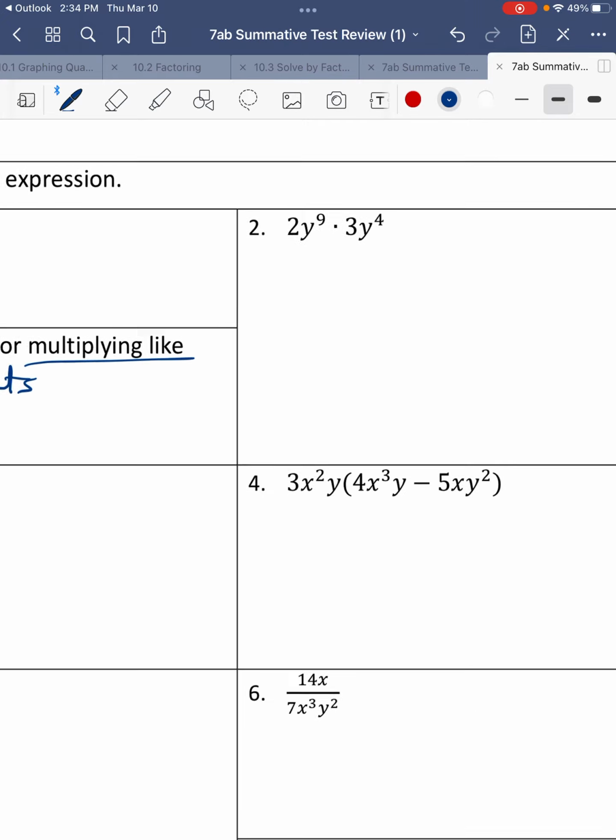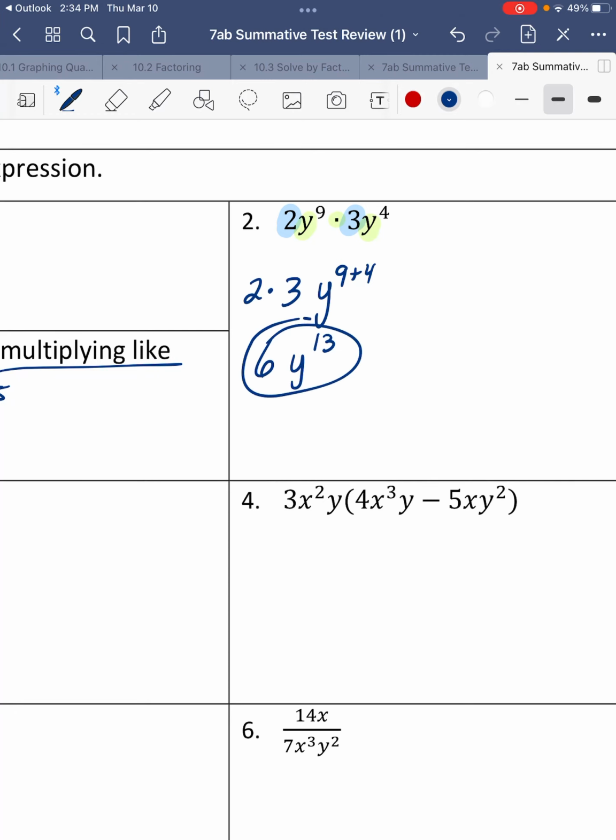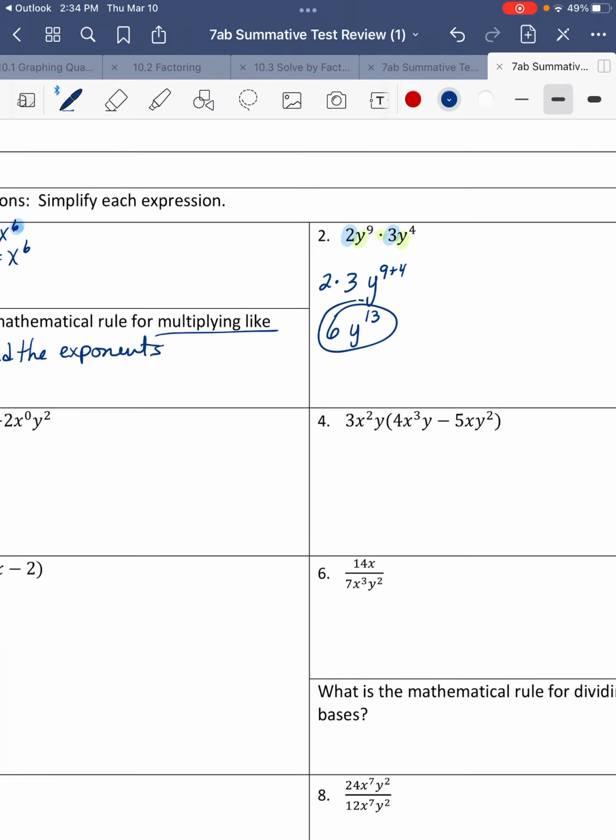So let's take that to number 2. So we have like bases, the y's. We are multiplying, so we're going to have to add those exponents. So that's 9 plus 4. Well, now, what else do we have to do? We have our coefficients. Coefficients, you just multiply those together. So 2 times 3 is 6. 9 plus 4 is 13. So you get 6y to the 13th.